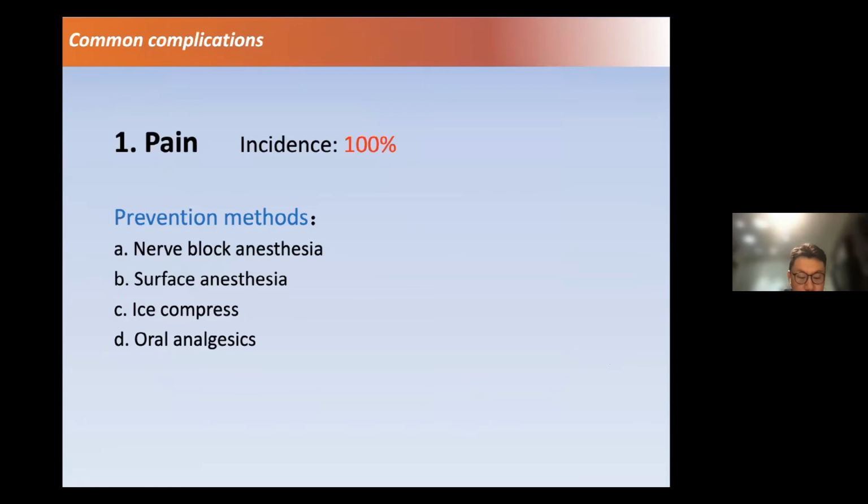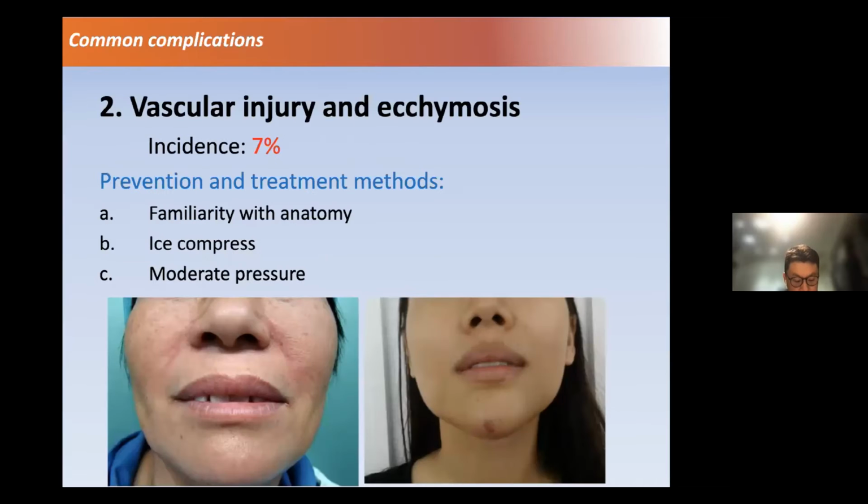Okay, next I will introduce several common complications. The first is pain, and the incidence rate is 1%. Prevention methods include nerve block anesthesia, surface anesthesia, ice compress, and oral analgesics. The second is vascular injury and ecchymosis. The prevention and treatment methods include familiarity with the arteries, ice compress, and moderate pressure.